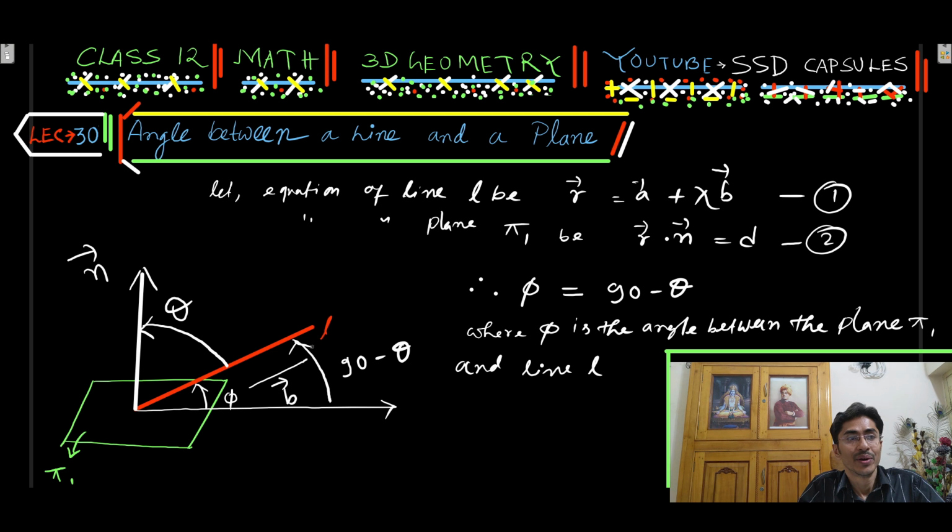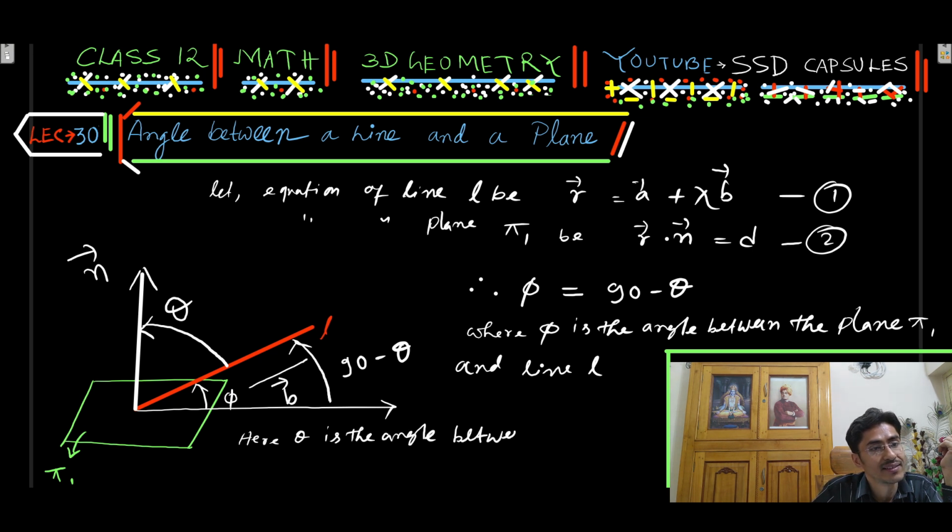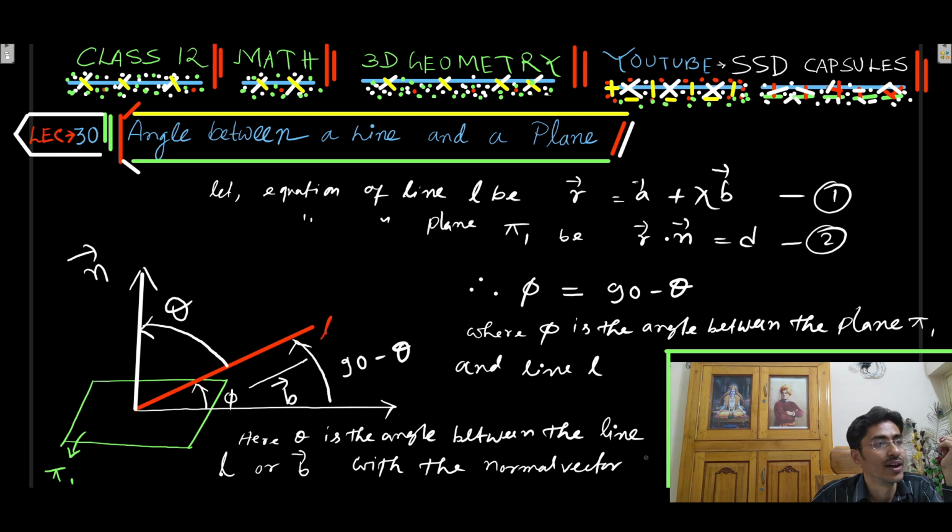Now here this line L is parallel to the b vector, so the angle between the n vector and the line L is the same as the angle between the n vector and the b vector, because line L is parallel to the b vector. Therefore here theta is the angle between the line L, or b vector, and the normal vector, the n vector.